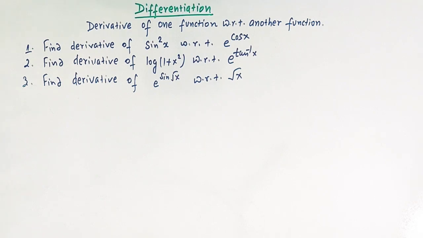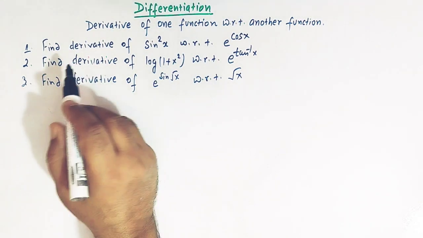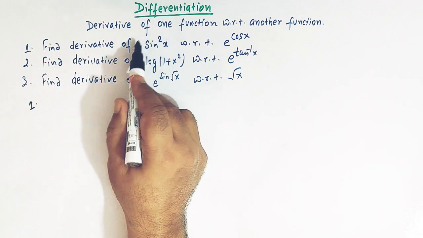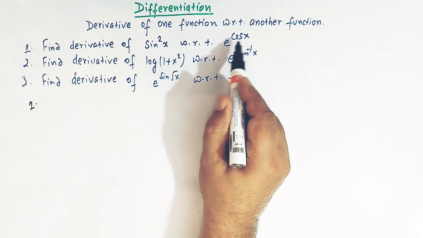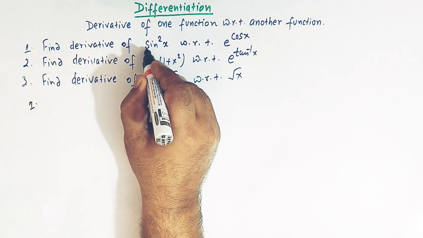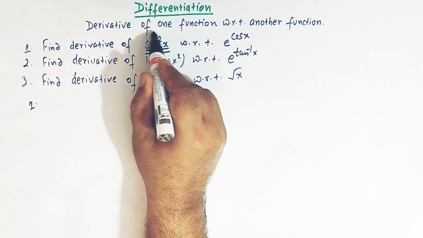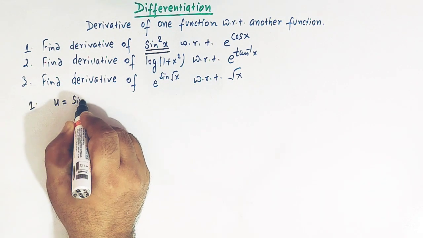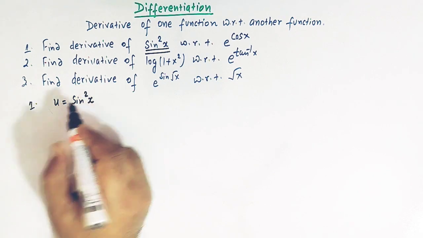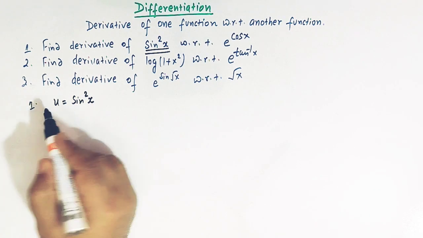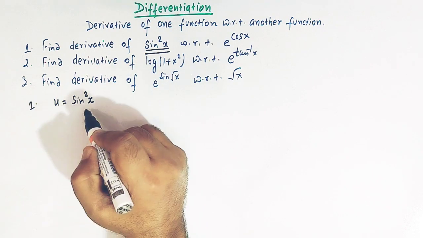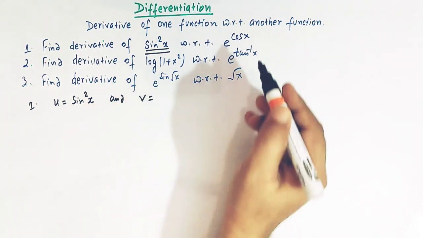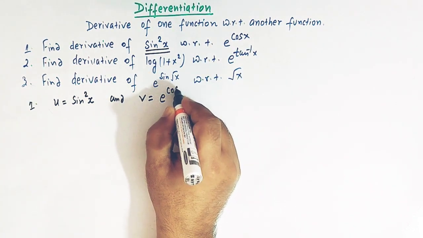So let us start. Let us first take the problem where we have to find the derivative of sine square x with respect to e raised to cos x. Here we'll take sine square x as the function u, so u is a function of x, and u is equal to sine square x. And let us assume v is equal to e raised to cos x.